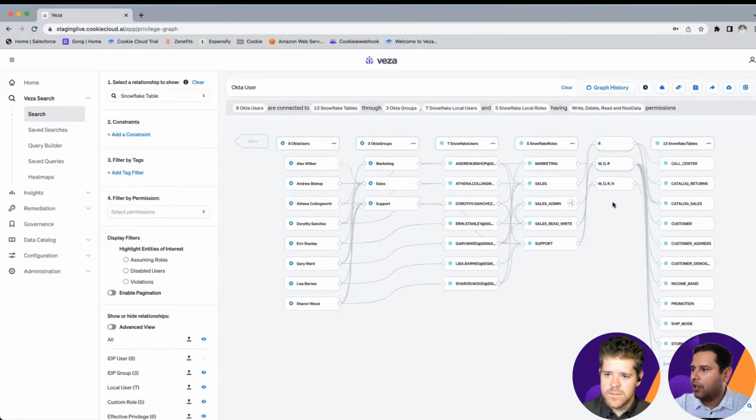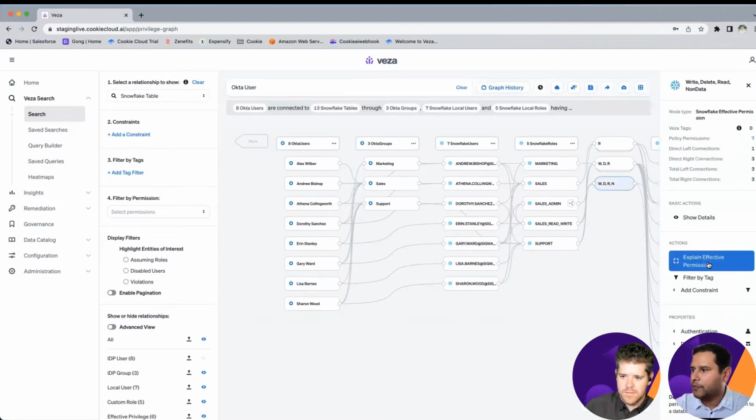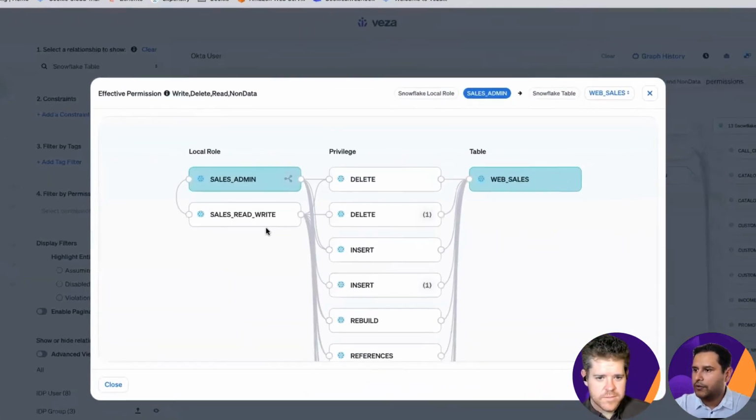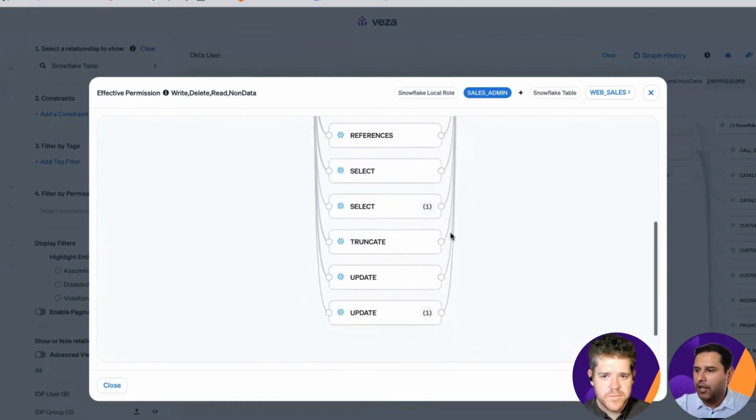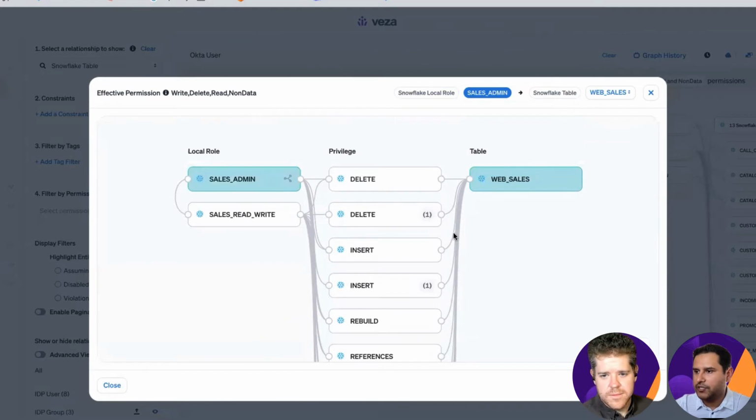And what we have in this column here, this is what we refer to as Veza effective permissions. And Veza effective permissions really boil down to, can the users create, read, update, and delete data? And we normalize into create, read, update, and delete by first understanding the native permissions that exist within Snowflake. So we take these permissions, which are native to Snowflake, and we normalize them into effective permissions, again, create, read, update, and delete.